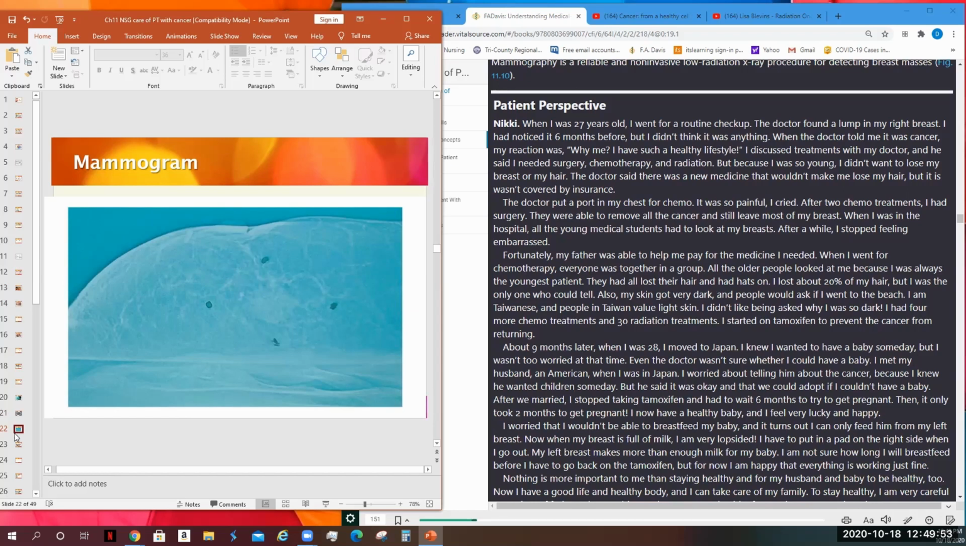I discussed treatments with my doctor, and he said I needed surgery, chemotherapy, and radiation. But because I was so young, I didn't want to lose my breast or my hair. The doctor said there was a new medicine that wouldn't make me lose my hair, but it wasn't covered by insurance. The doctor put a port in my chest for chemo. It was so painful. I cried.